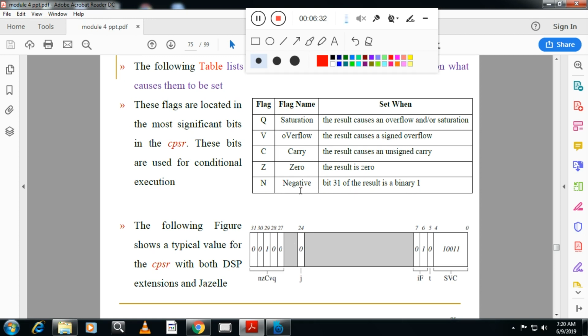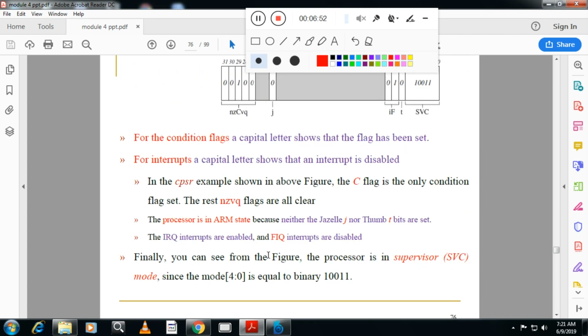Then you have to give an example. For example, here carry flag is set. When carry flag is set, the carry flag is 1 inside the processor. For our representation, we use uppercase C, that indicates carry flag is set. This is for our reference, but inside the processor it is 1. Please remember.